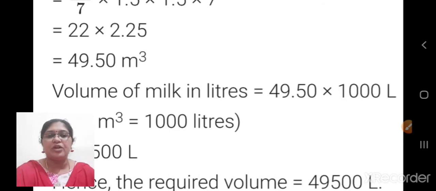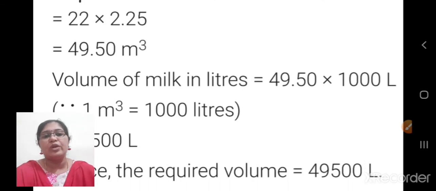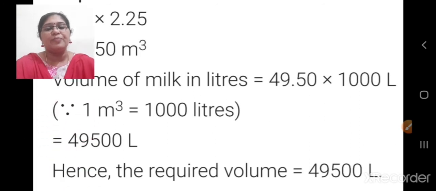Okay, so it is in meter cube. So it should be converted from volume into the capacity of the milk, how much it can store. So volume of milk in liters is equal to what? 1 meter cube means it is 1000 liters, it can hold 1000 liters in 1 meter cube. So for 49.50 meter cube, how many liters can it hold? So 49.50 into 1000 liters.